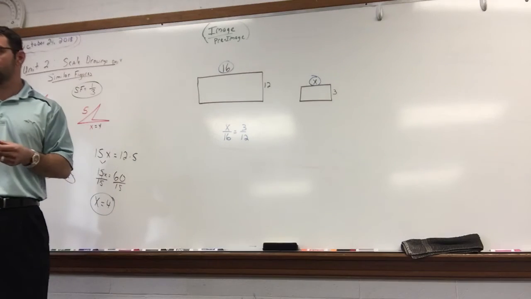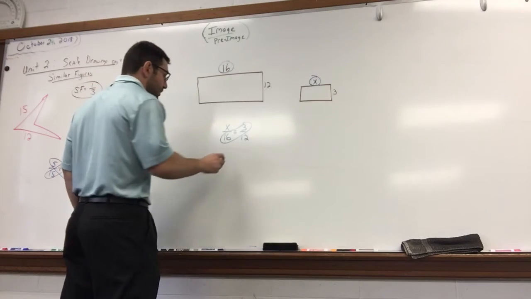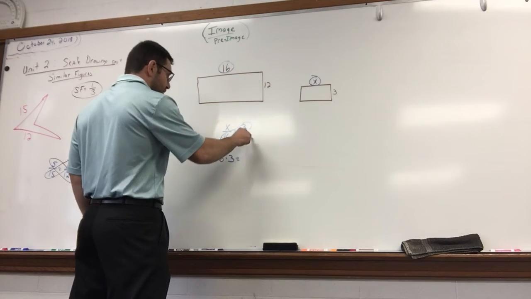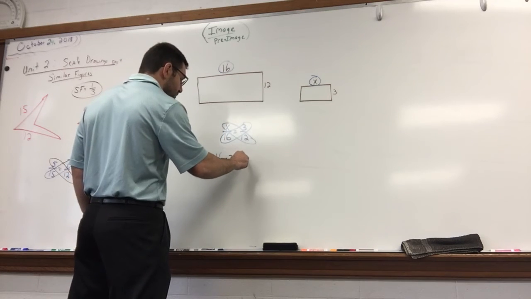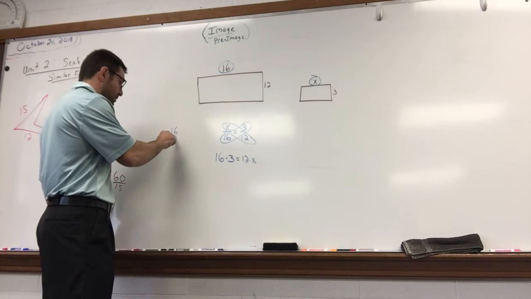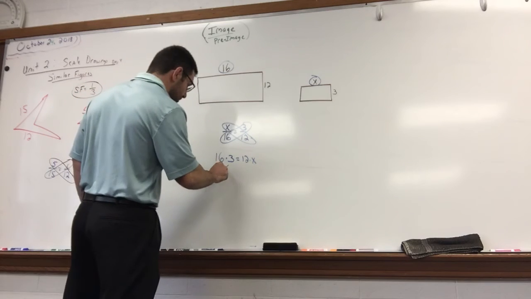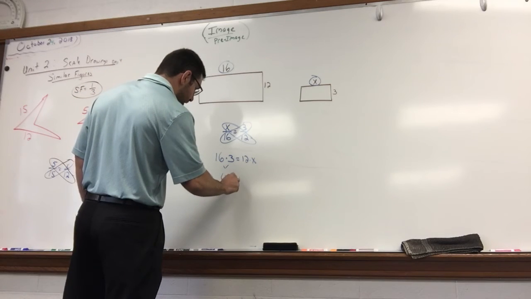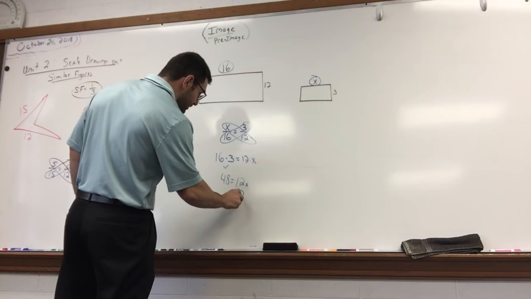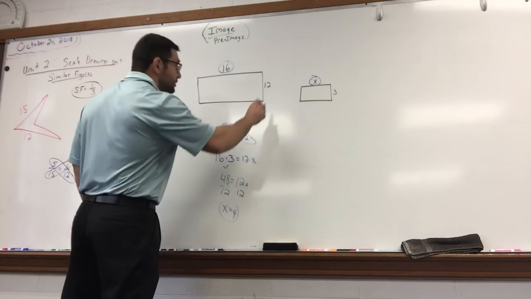So we're there. Now we are going to cross multiply. So now I have 16 times 3 equals 12 times x. 16 times 3, that's 18, carry the 1, that's 48. So now I have 48 equals 12x. Divide both sides by 12, x equals 4.